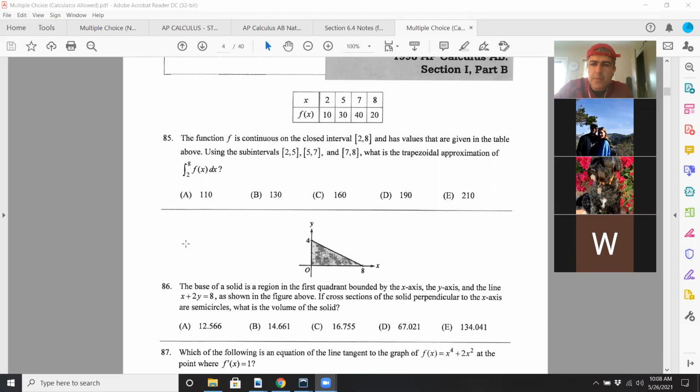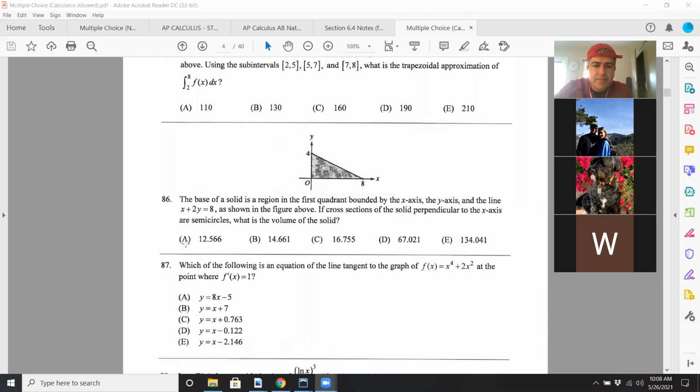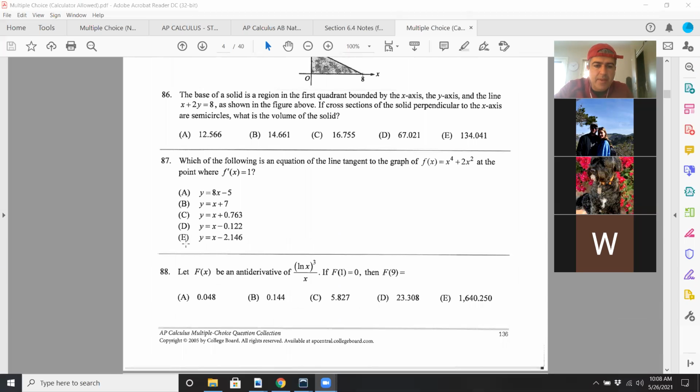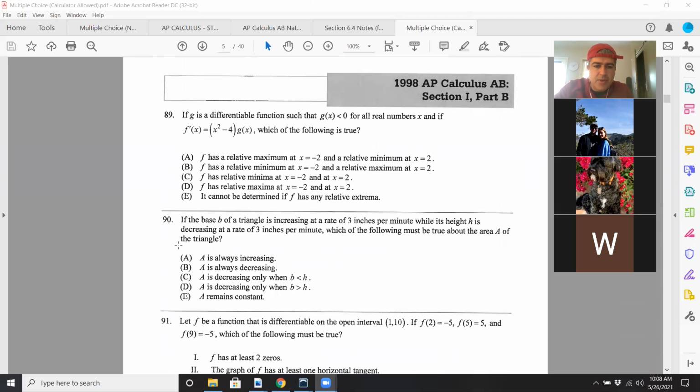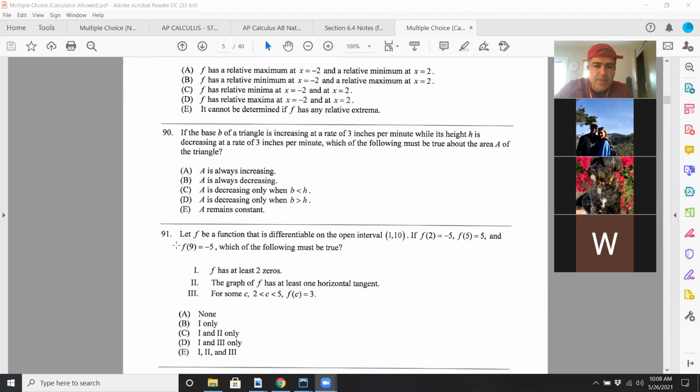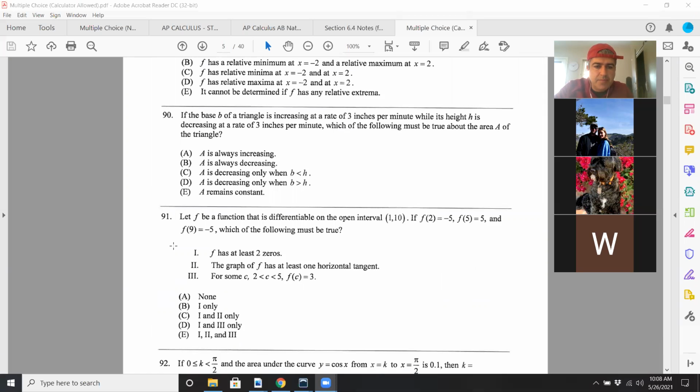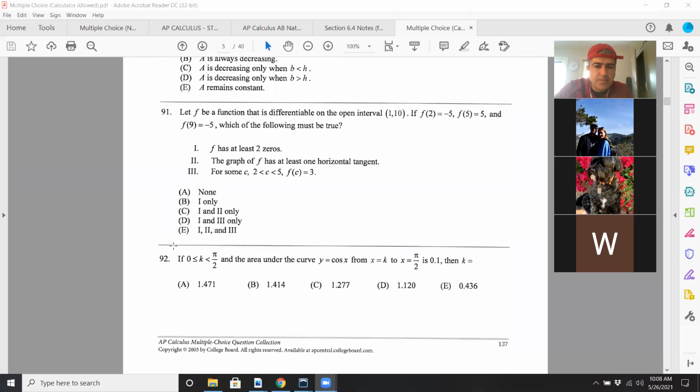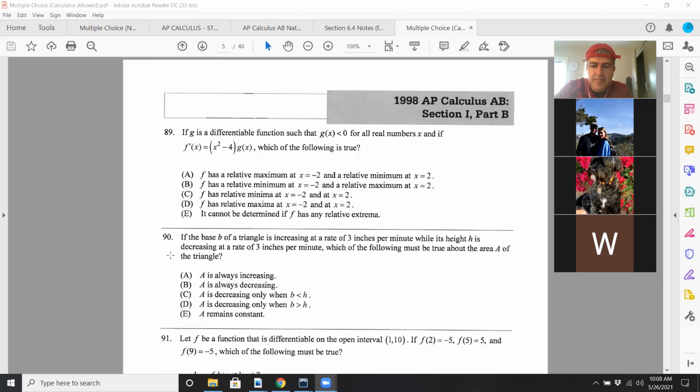So, let's do a trapezoidal approximation because you guys kind of need to know how that looks. And then let me do 87 and 88. Those are also good calculator type problems. And 92 might be good to teach you guys about area.